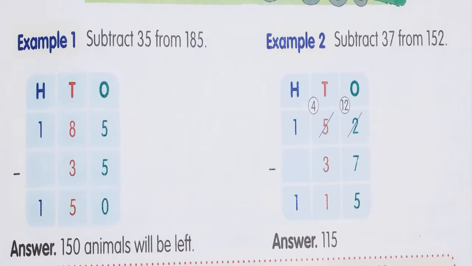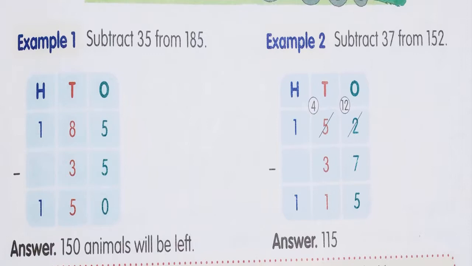So see example 1. At first, the bigger number we write on the top. Which is the bigger number? 185. And the smaller number we arrange according to ones, tens and hundreds. And then we subtract this. And the answer is 150. Example 2. Which is the bigger number? 152. And we subtract 37 from 152. Here example 1 is without carrying subtraction and the other one is with carry.